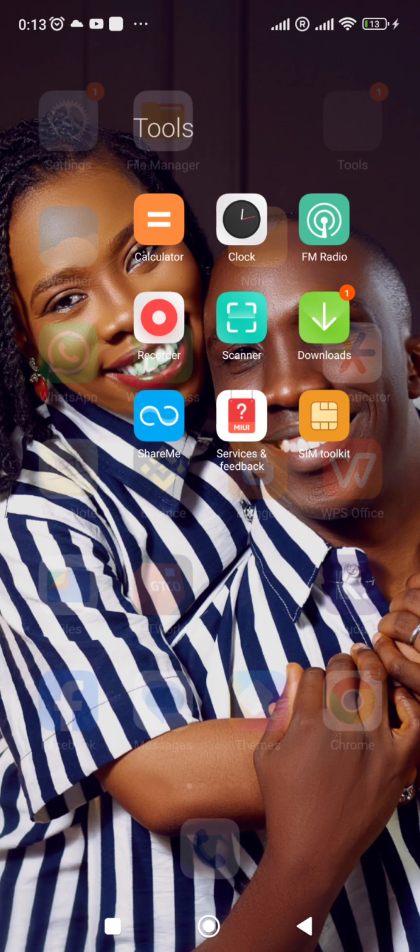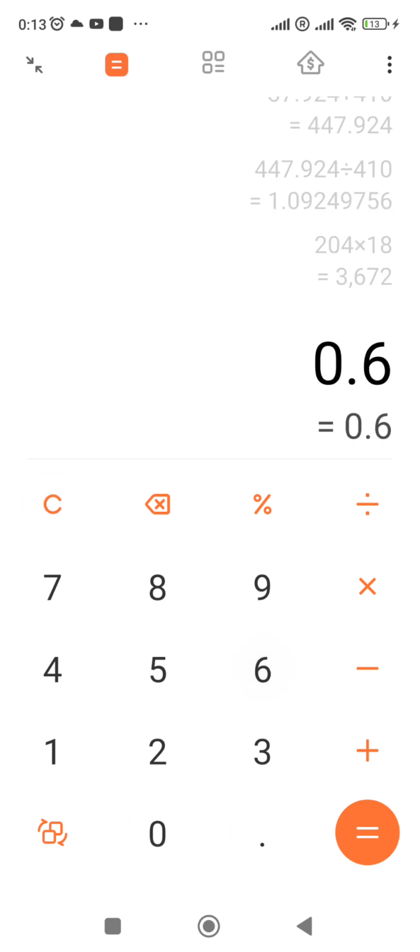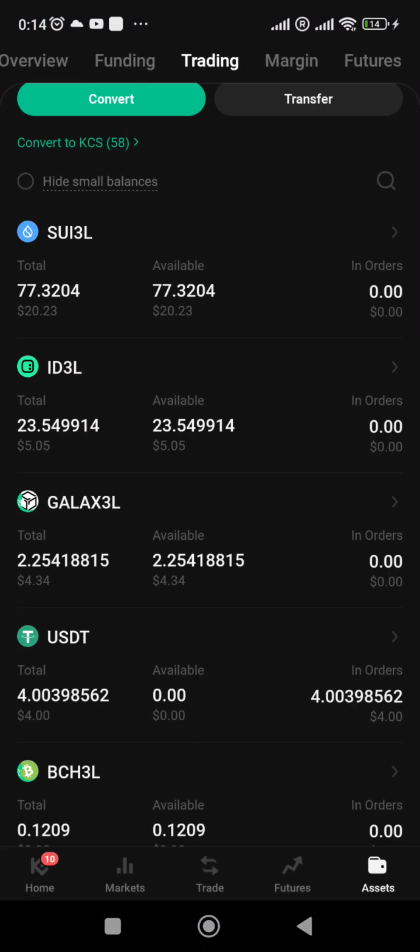60% of 24 USDT, even though it's obvious, but this is the process I go through in my mind because I don't need to use a calculator, but if you need to, 60% of 24 USDT is 0.6 times 24, that's 14.4. So I will only buy more of SUI 3L if it is less than 14.4 USDT. Right now it is 20.23, so I do not need to buy more.